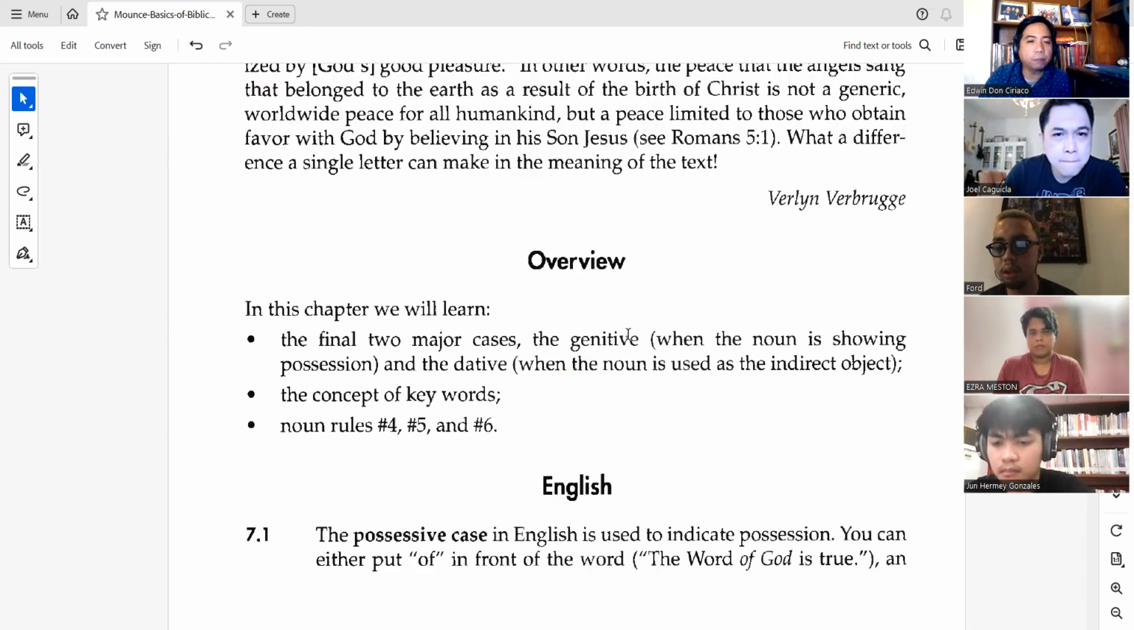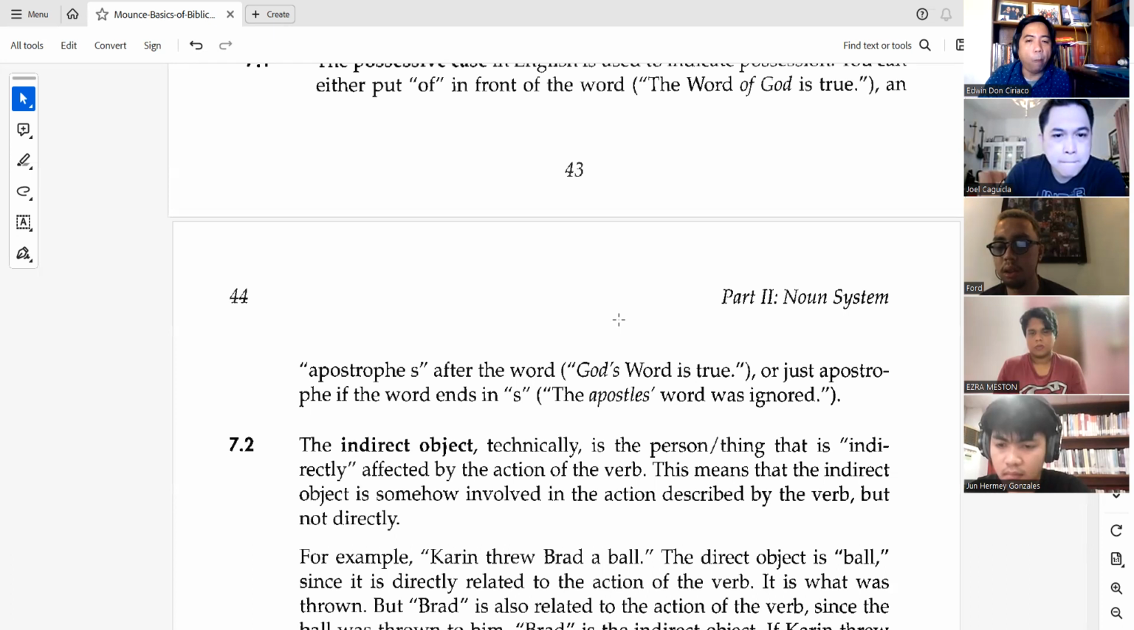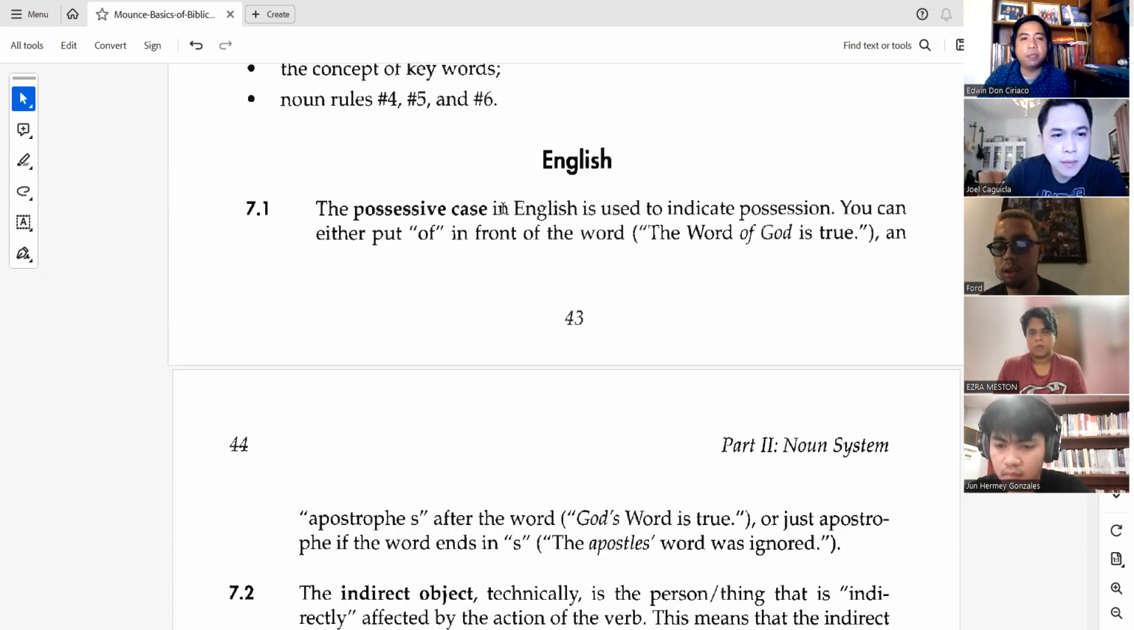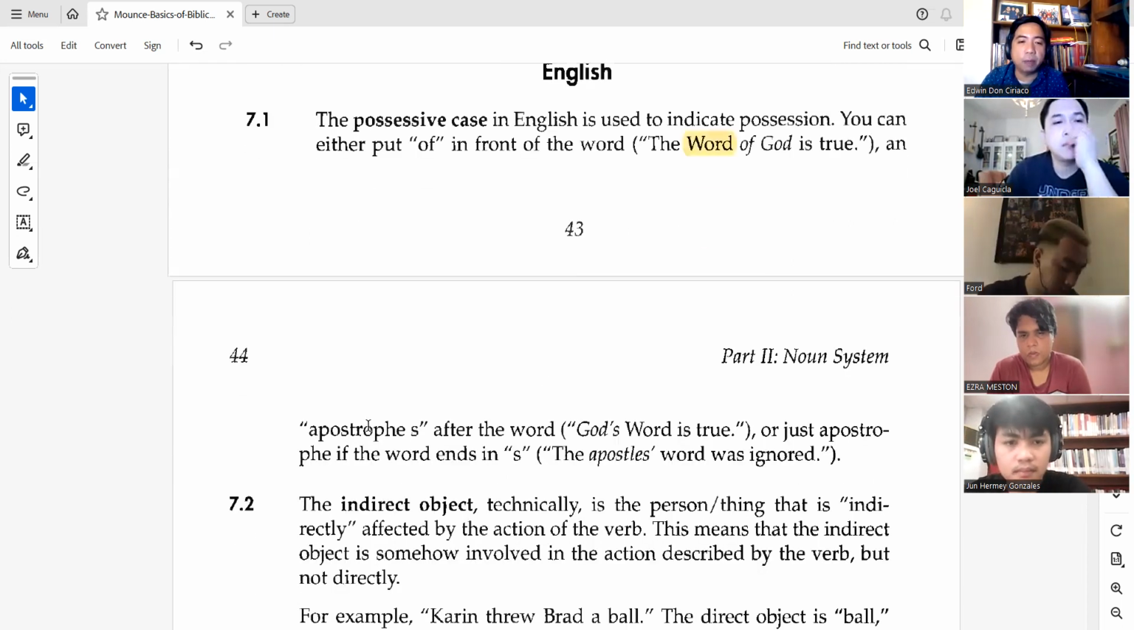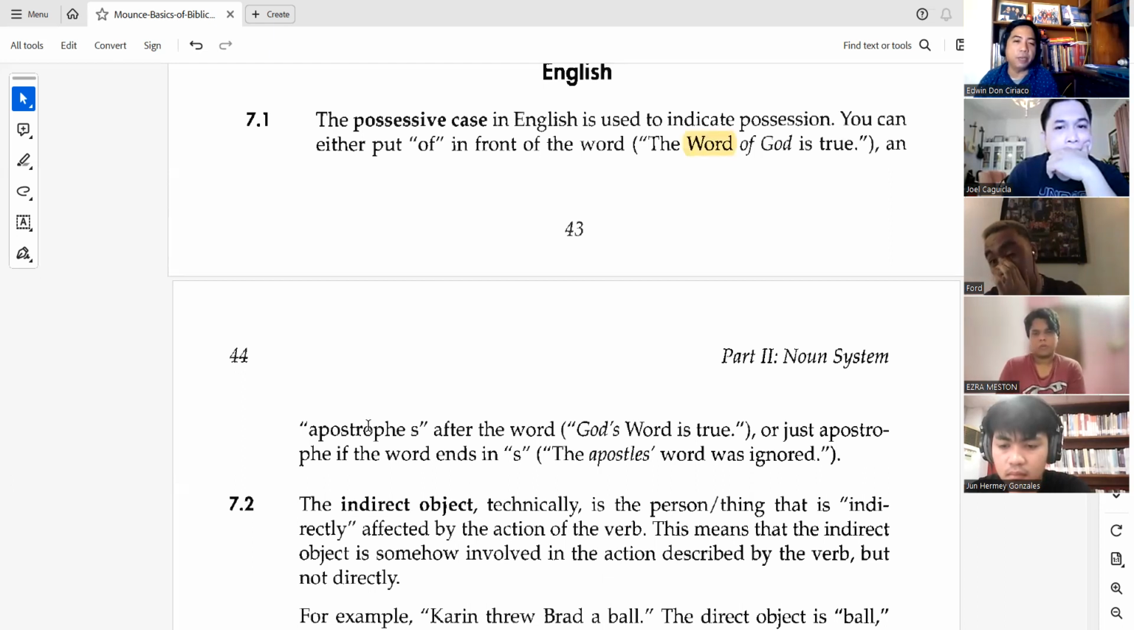So okay, let me skip here. Again, the review for the possessive case: "the word of God is true." The word here is being owned by God in the English form. So most likely this will be a genitive of possession. The apostrophe gives the hint that it is being owned by someone. So "God's word." Same thing here. The word is the one being possessed by God. So this is again the genitive in its Greek format.